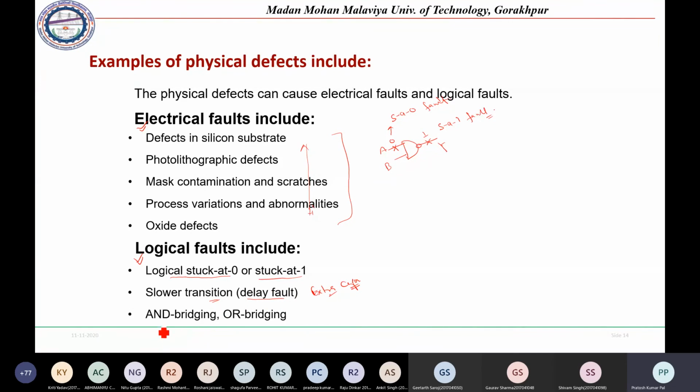Another logical fault is AND bridging or OR bridging. Two terminals may be behaving like an AND, or there may be an OR logic. So in this type of bridging, while we are connecting two nodes or three nodes, the terminal may be working as AND logic or OR logic. This type of bridging is basically called AND-OR bridging. Okay, so we will basically see here the logical stuck at 1 faults and stuck at 0 faults.